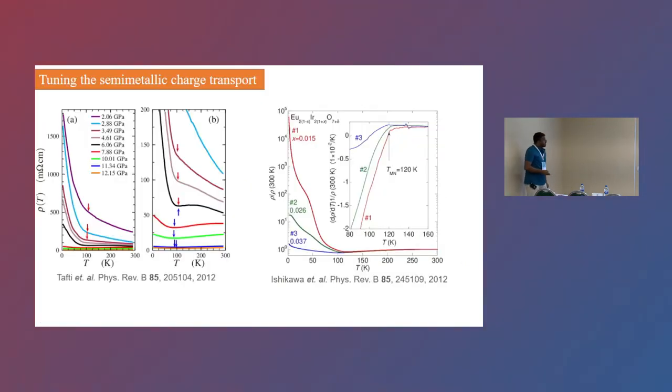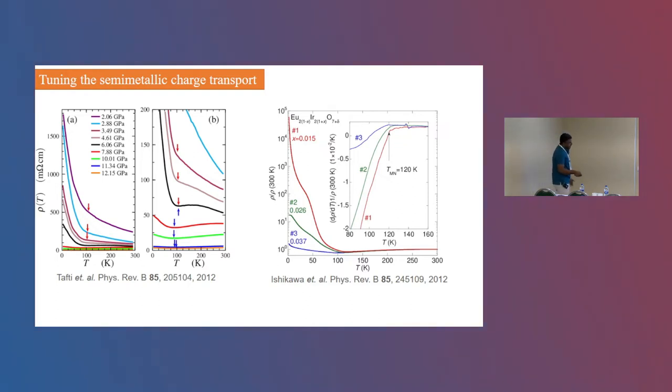Now when we were starting the sample, we already had some knowledge about how to tune the semi-metallic charge transfer. People have varied the charge transfer by applying physical pressure, like the report by Tafti et al. in 2012. What they did, they applied hydrostatic pressure on the single crystal, and as they increased the pressure, the resistivity value dropped. That is, it becomes more metallic. That means there is a change in the lattice parameters occurring, that's why hopping is changing, and that's why they are getting more metallic.